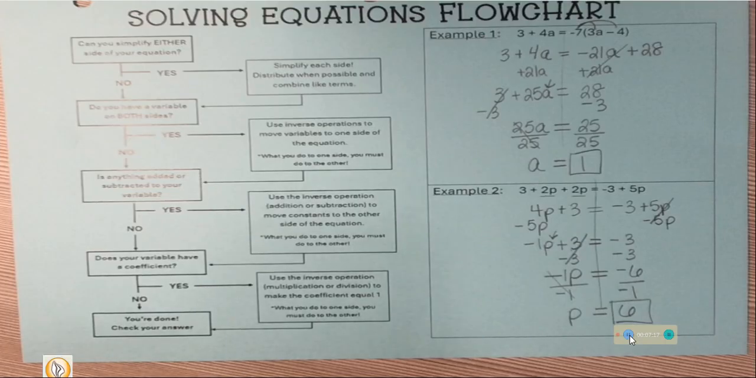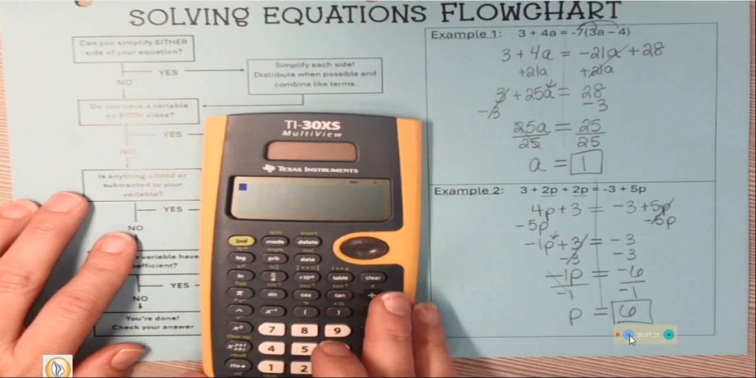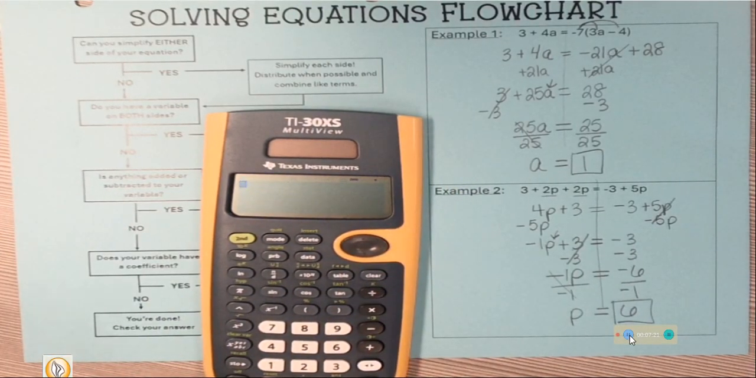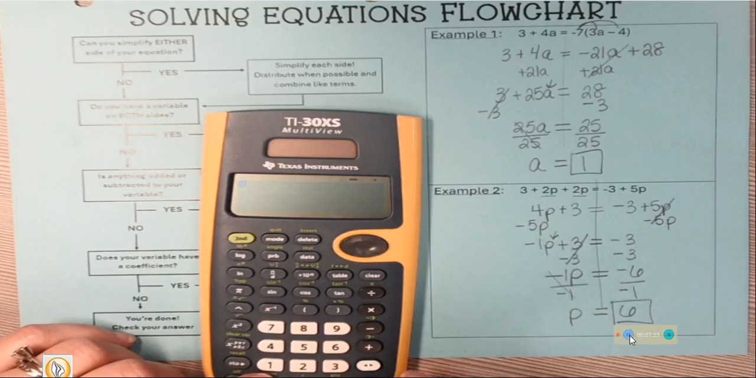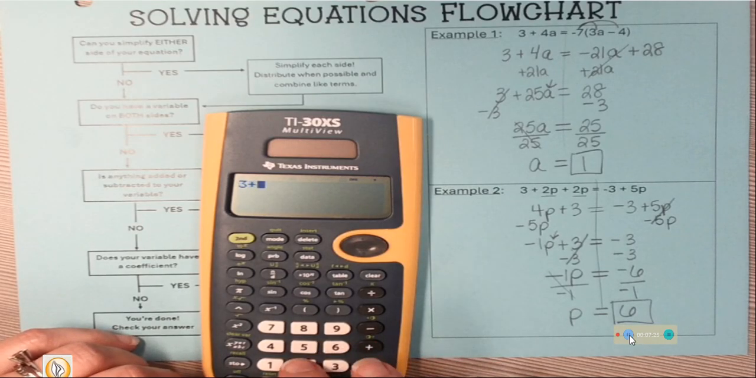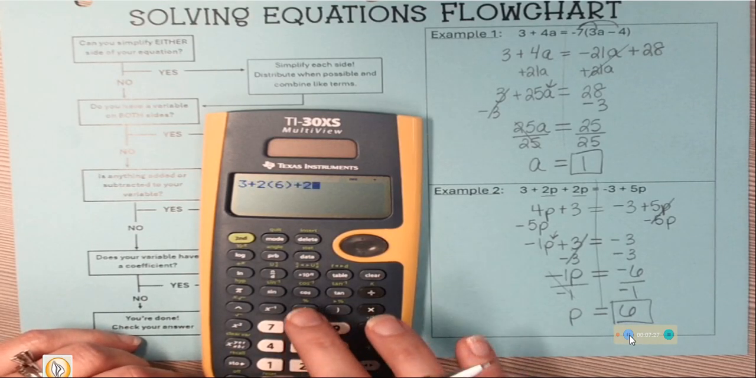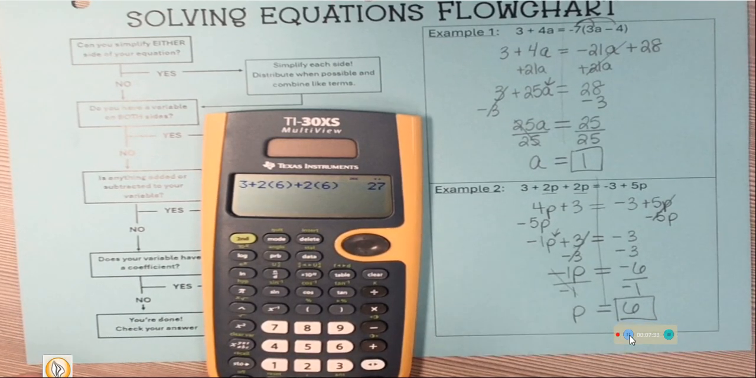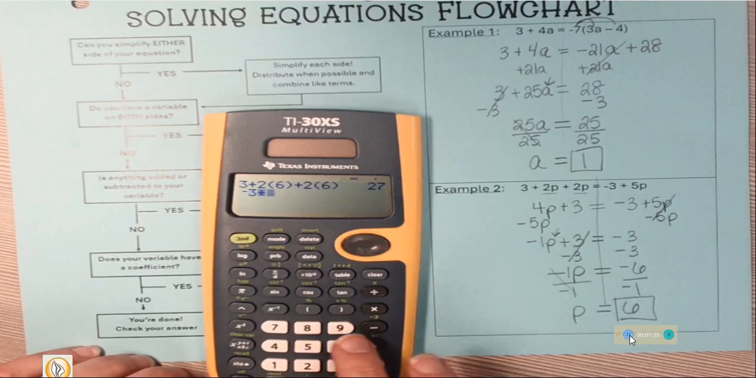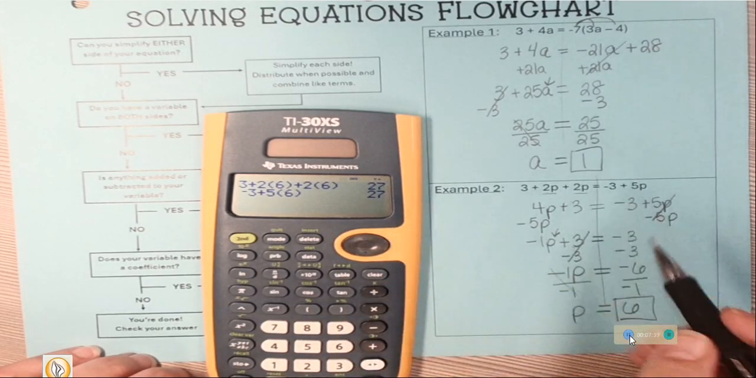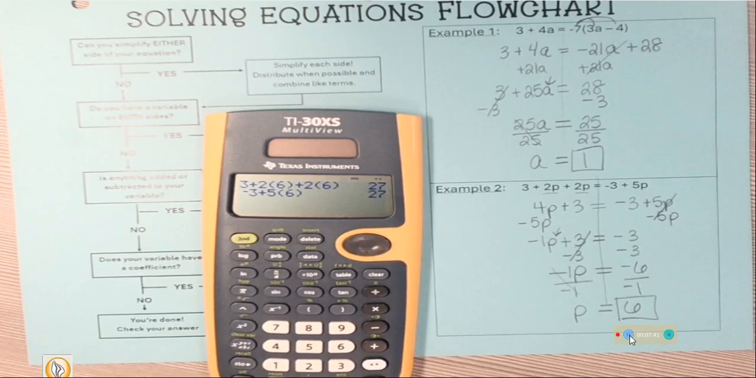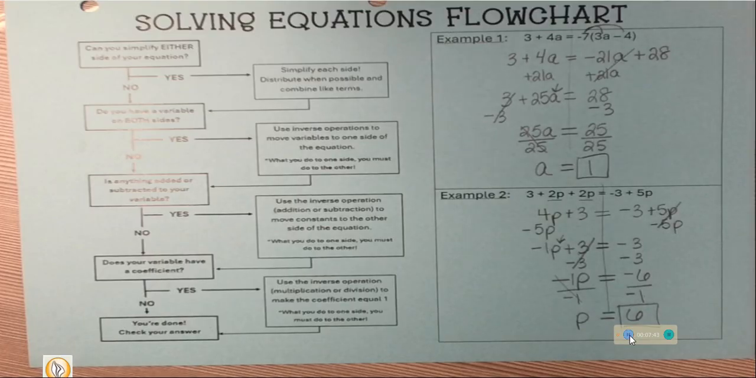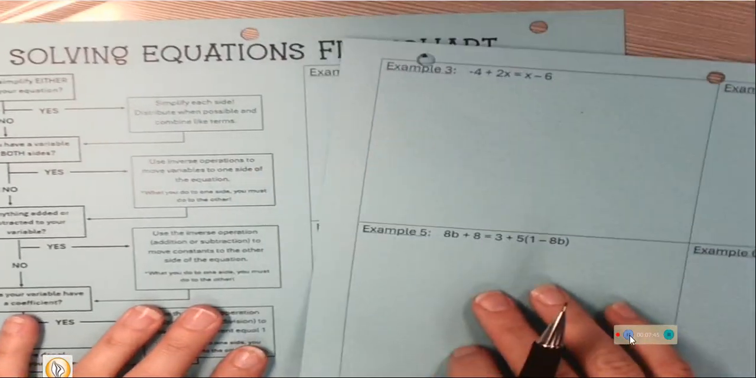I'm going to check my answer by going to my calculator and plugging in 6 for every time I see p. So 3 plus 2 times 6 plus another 2 times 6 gives me 27. If the other side also equals 27, I'm right. So negative 3 plus 5 times 6 equals 27. So I know that my answer's right and I'm on my way to 100. All right, let's do example 3.